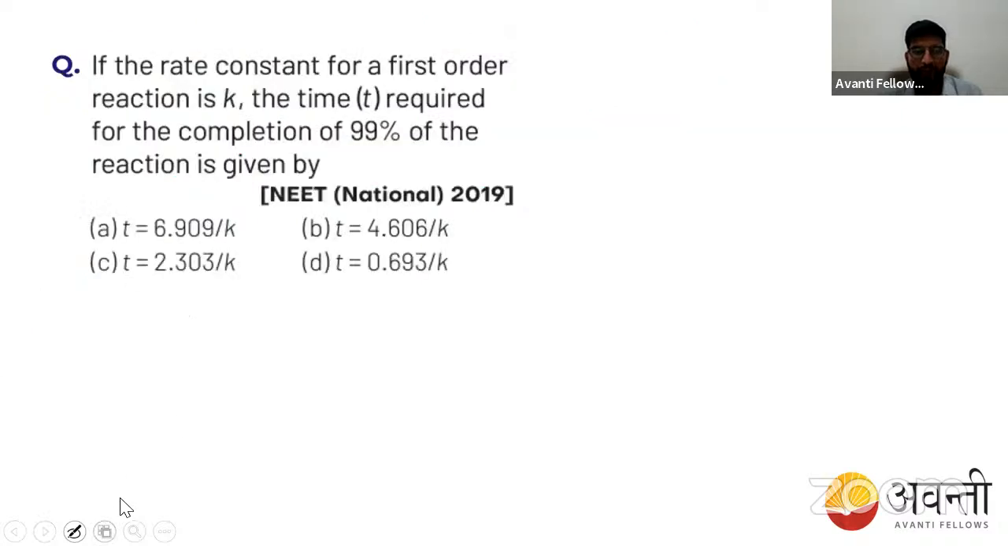The third question is: if the rate constant for a first order reaction is K, the time required for the completion of 99% of the reaction is given by. So what they have told us is that the rate constant for a first order reaction is K, and the time required for the completion of 99% of the reaction is asked. Very good question, NEET 2019 question. You can solve it very easily.